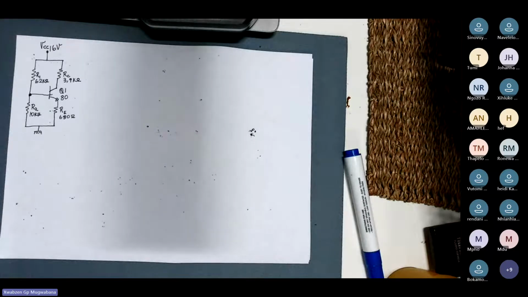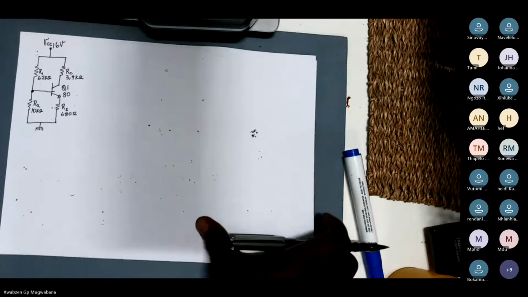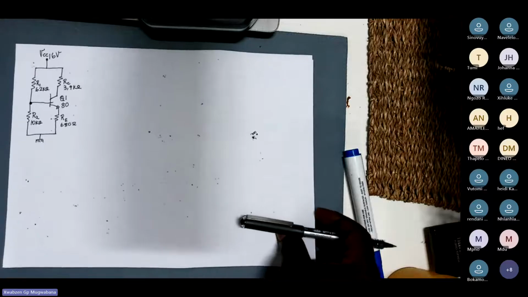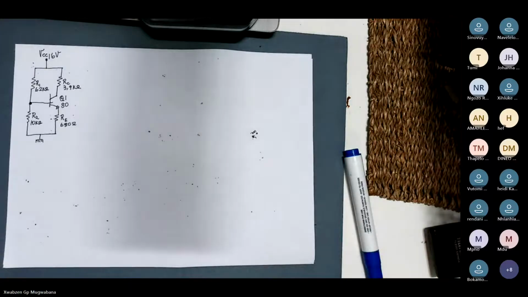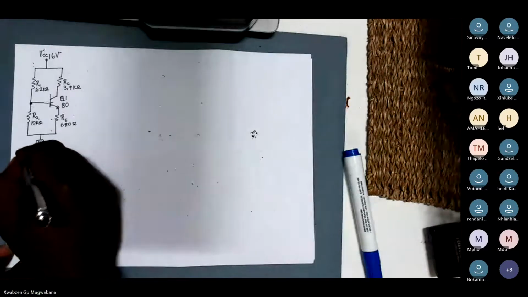Now, step one. Let's analyze this circuit. Step one. Anyone who can tell us what must be done in step one? Just unmute and then you say it, then we move forward. Test the stiffness. Okay, we check the stiffness, which means we're going to say R in base.